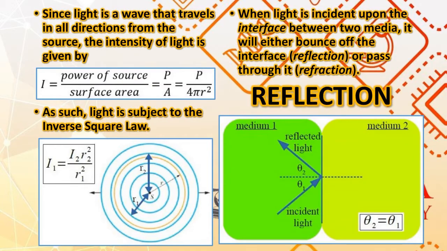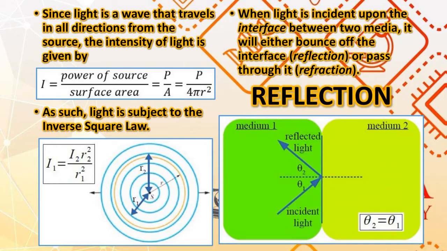Light is a wave that travels in all directions from the source. As such, just like sound waves, the intensity of light is given by the following equation. Intensity I is equal to the power of the source divided by the surface area upon which the light is spread out. I is equal to P over A.